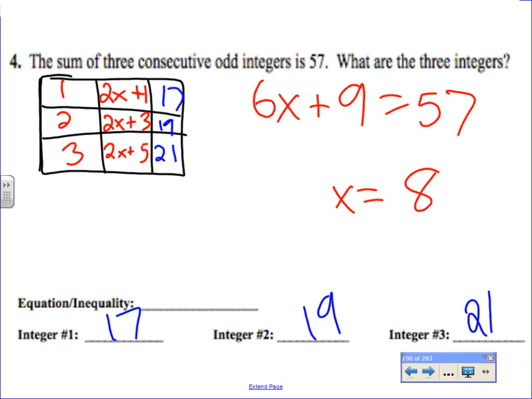Questions on that? No, it's not so bad, right? Give me a little head nod one way or the other. Are you guys finding this pretty easy? If you're not, give me a no. All right, let's flip it over. Let's go to some inequalities.